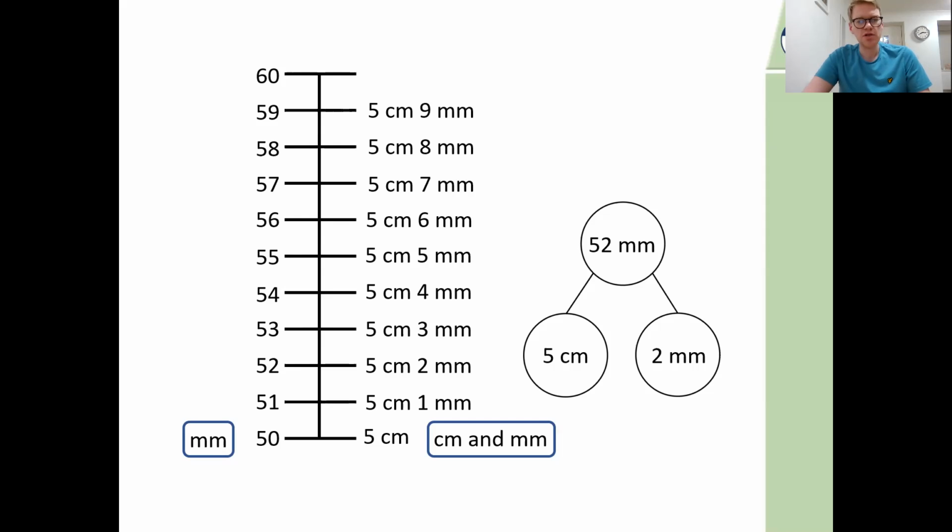What's that last one at the top going to be? If we've got 60 millimeters, how many centimeters is that? That's when we go up to 6 centimeters.